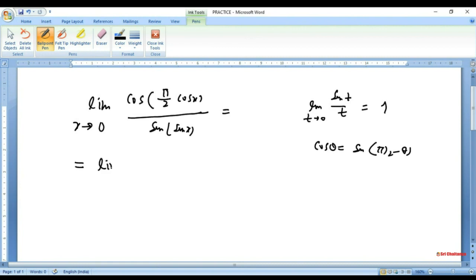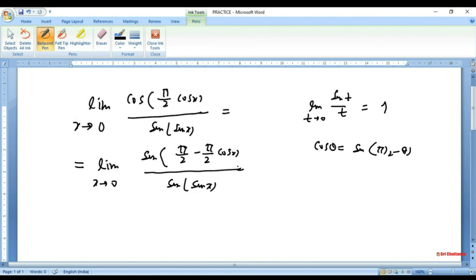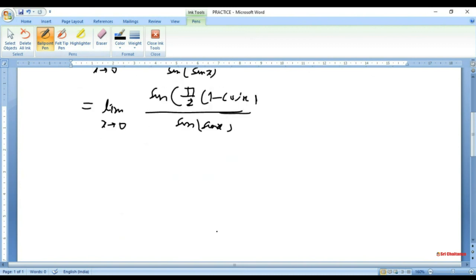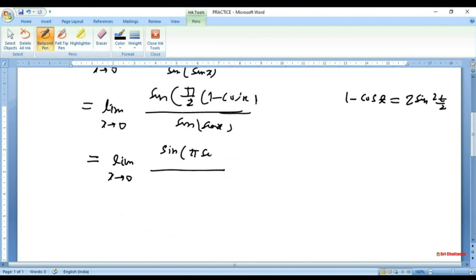So I can write this as limit of x tend to 0 sine of pi by 2 minus pi by 2 cos x and whole upon sine of sine x. So that gives me limit of x tend to 0 sine of pi by 2 minus pi by 2 cos x. So I can take pi by 2 common. I am left with 1 minus cos of x whole upon sine of sine x. Next step can be that we write limit x tend to 0. Now using 1 minus cos t is twice sine square t over 2, I simplify a bit. So I'll write this as sine of pi and sine square of x upon 2 and sine of sine x.